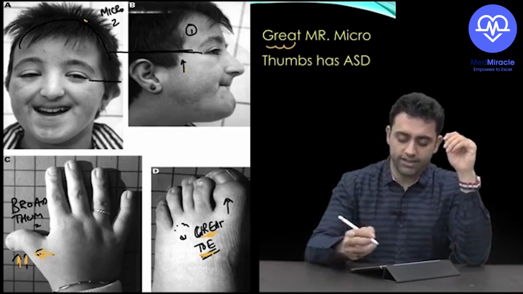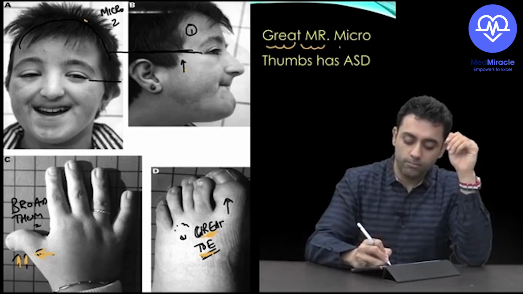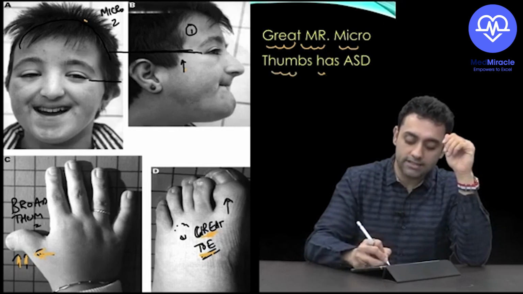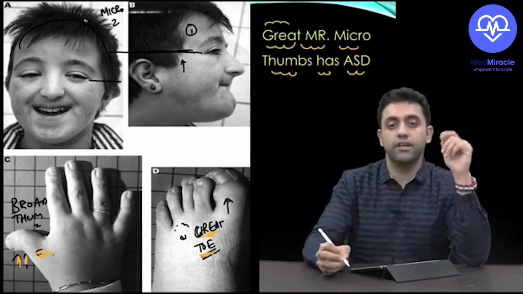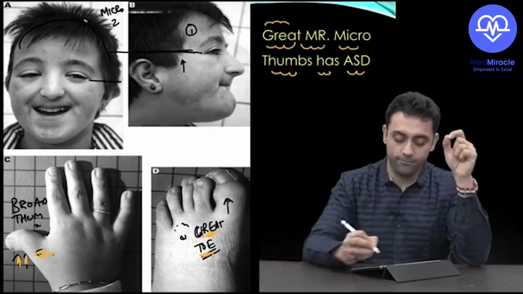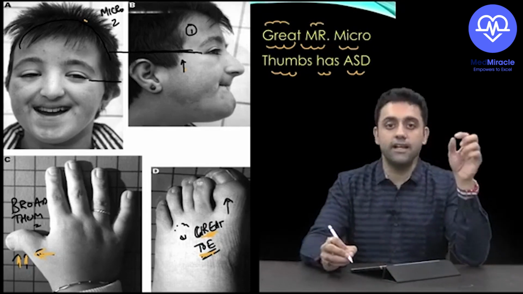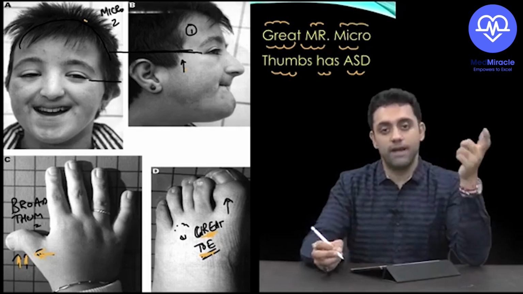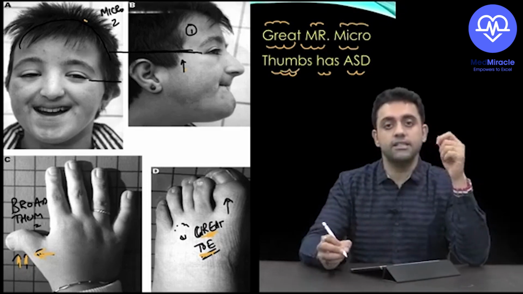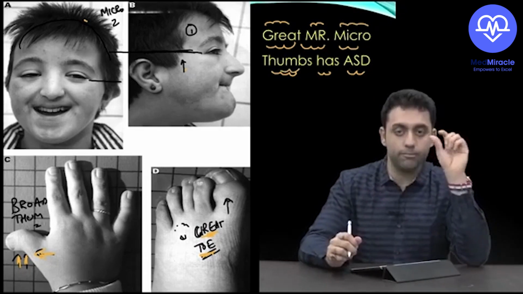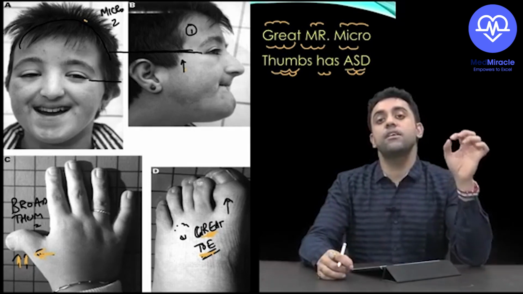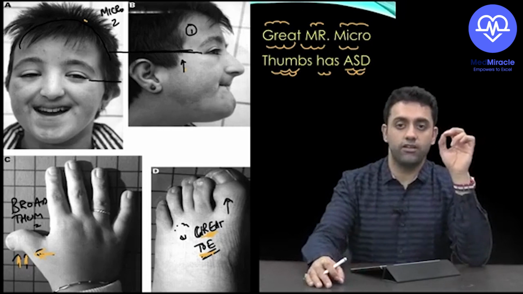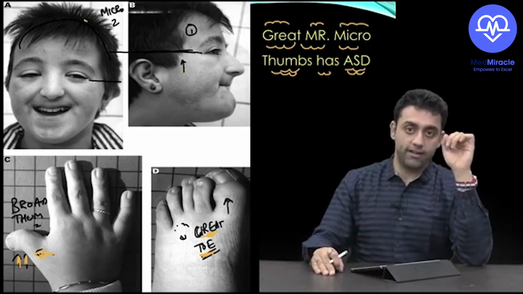I'll repeat again the mnemonic. The words to remember are: Great Mr. Micro Thumbs has ASD. What does that mean? Great means great toe deviated. Mr. means mental retardation. Micro means microcephaly. Thumbs means broad thumbs, and they all have ASD, atrial septal defect. We'll study in cardiology what are the syndromes causing atrial septal defect.